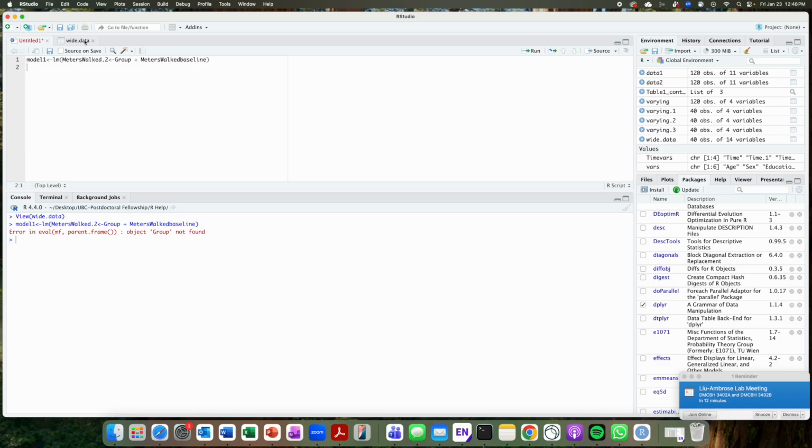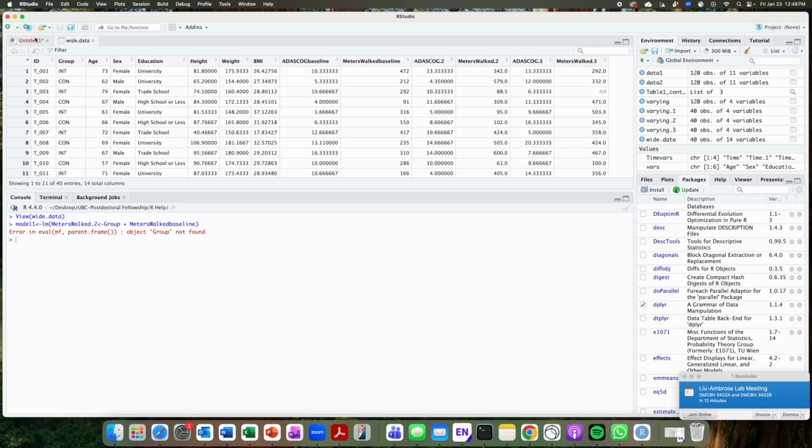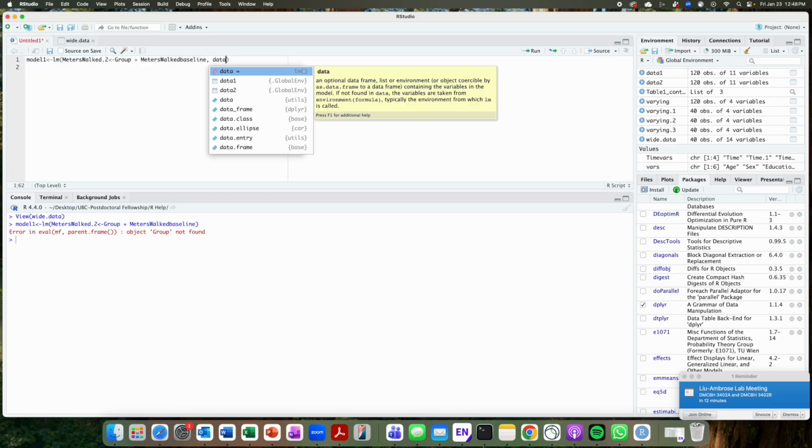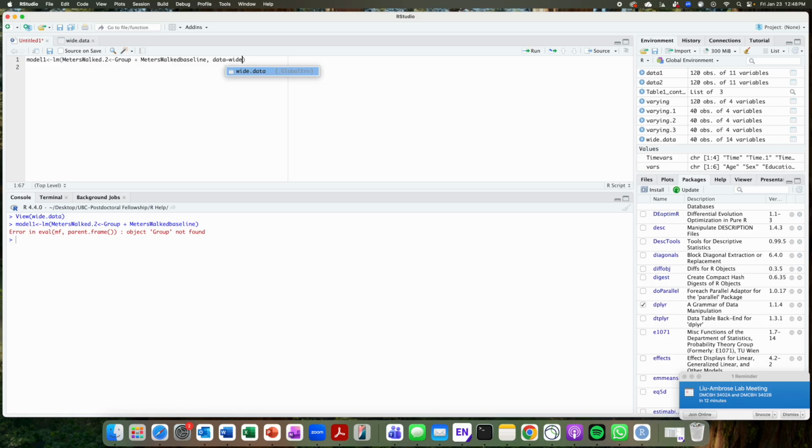Looks like that's not available, so I just need to look again. Okay, I forgot to do something very important, which is include what the data are called. So again, data equals wide. Well, still not working. And that's because I put it in wrong like that. So I need to do that. So now that that's all working, sorry about that, everybody.